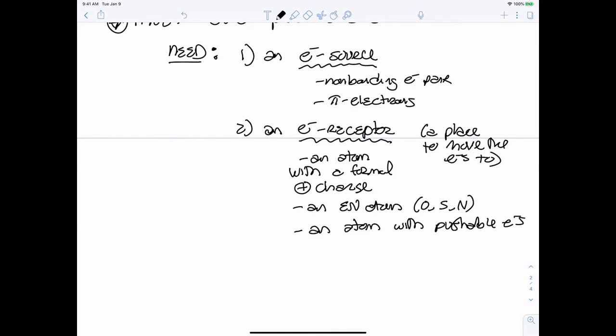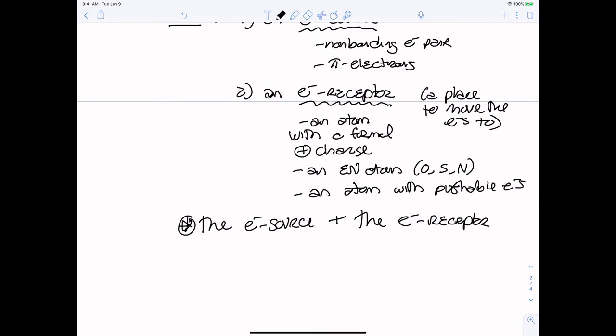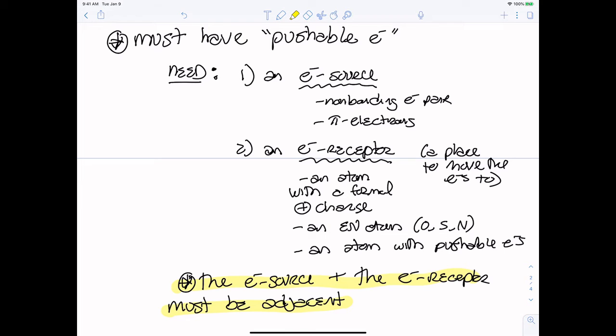And then this one's also super important. The electron source and the electron receptor must be adjacent. You can't be leapfrogging atoms. So these guys need to be next to each other. So just because you have a source and a receptor doesn't mean you have resonance. The source and the receptor must be adjacent to each other. So we have to have electrons we can move, we have to have a place to put them, and then they have to be neighbors.